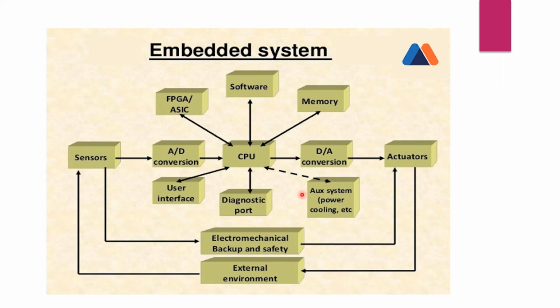This here is a brief overview of embedded systems. We have FPGAs, software memory, A to D conversion and D to A conversion, more on this later. Then we have sensors, actuators, then user interface, diagnostic port, an auxiliary system for cooling for efficient performance of the embedded system and all.